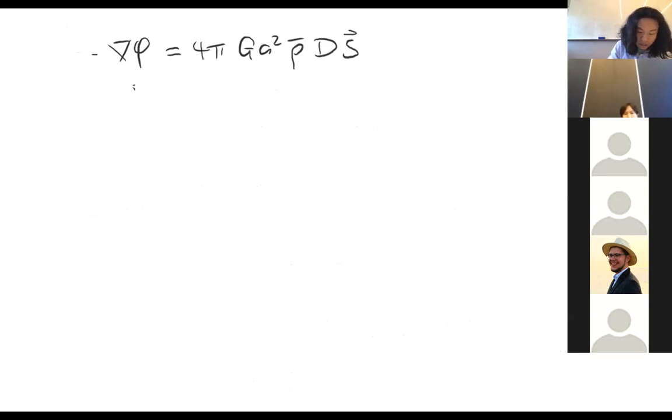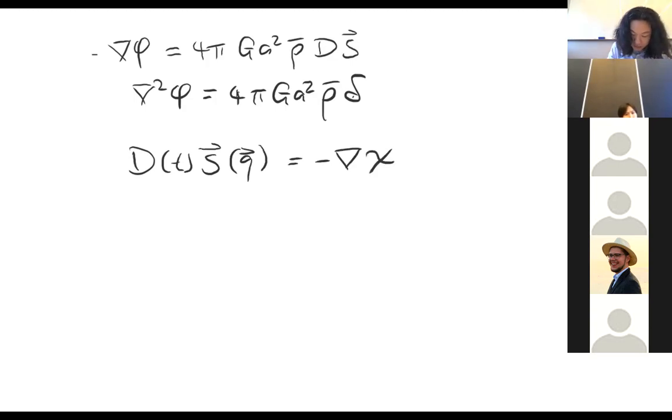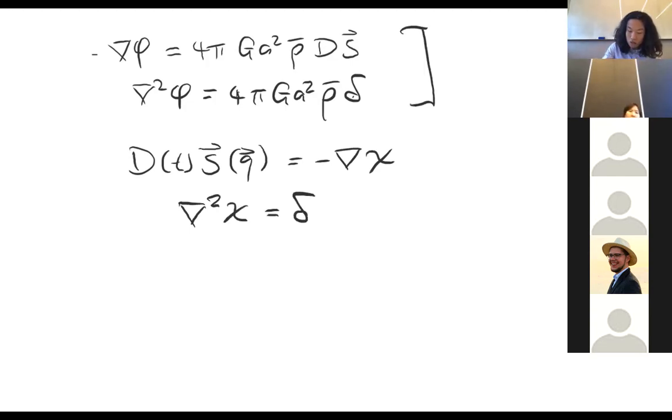And we also can compare this to the Poisson equation. So del squared phi equals 4 pi G A squared rho bar delta. So now if you look at these two equations, if they both have to be true, it's not hard to convince yourself that D of t times S of q must equal the negative del of some field chi, and this field chi, the Laplacian of it must be delta. So in order to satisfy these two simultaneously, this has to be true.